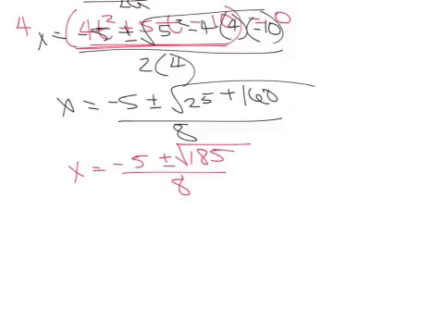Okay. Square root of 185 cannot be reduced. 5 cannot be reduced with 8, so there's no sense in splitting it up to negative 5 over 8 plus or minus the square root of 185 over 8 and try to reduce. So that ends up being my answer. So that's it for example number 5. That's it for 10.2b.